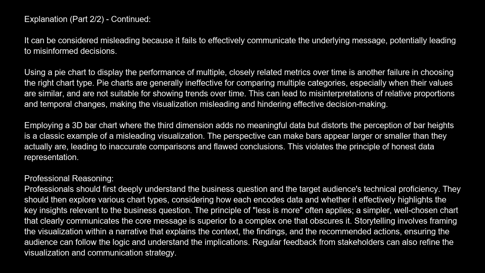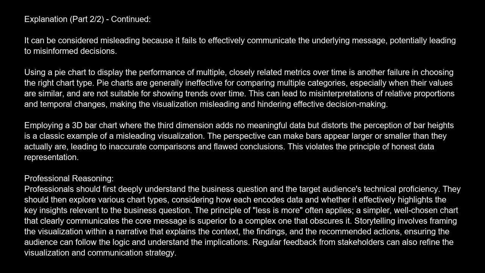Using a pie chart to display the performance of multiple, closely related metrics over time is another failure in choosing the right chart type. Pie charts are generally ineffective for comparing multiple categories, especially when their values are similar, and are not suitable for showing trends over time. This can lead to misinterpretations of relative proportions and temporal changes, making the visualization misleading and hindering effective decision-making.